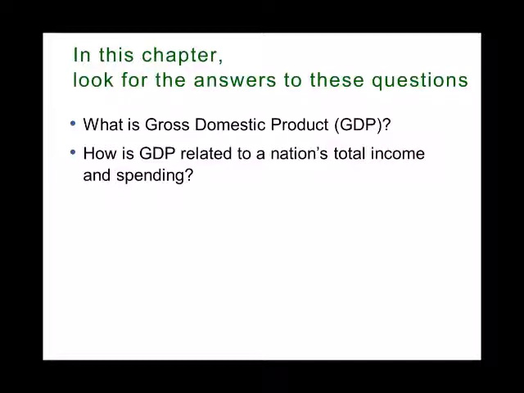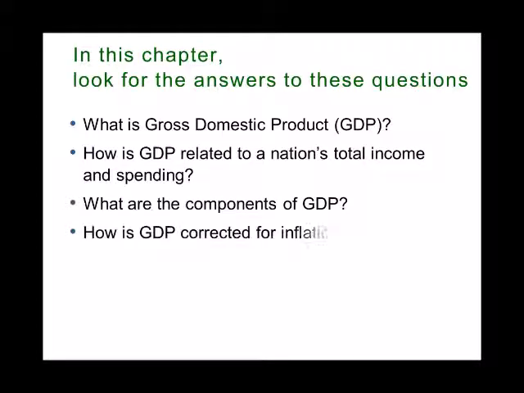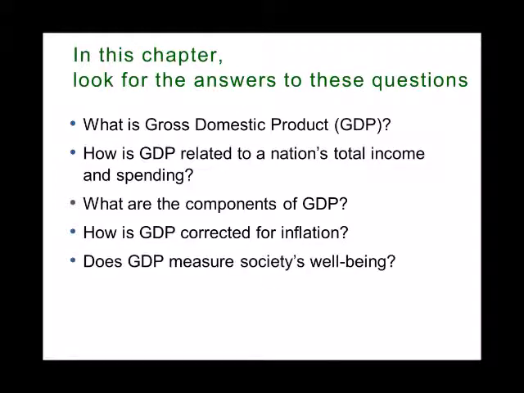Whenever you hear the economy is growing, we mean that this number, GDP, is increasing. When we say the economy is in a recession, we mean this number is falling. So this is a very important number, and every 3 months, the US government calculates it to see how the economy is doing. We're going to see what the components of GDP are, and how GDP is corrected for inflation.